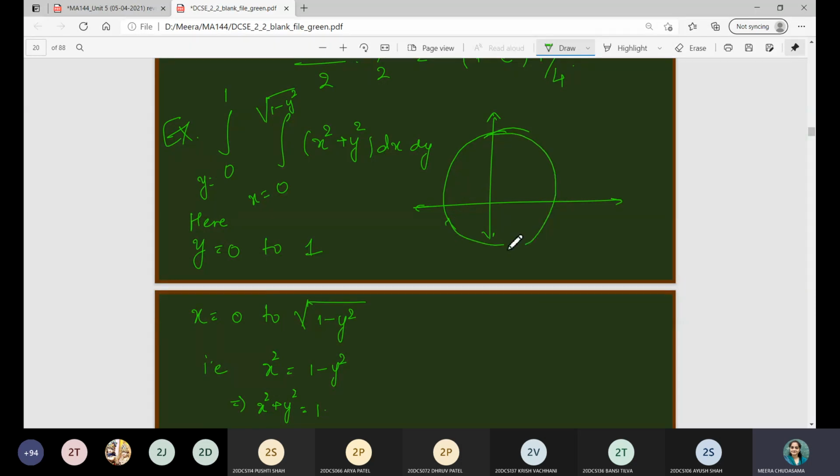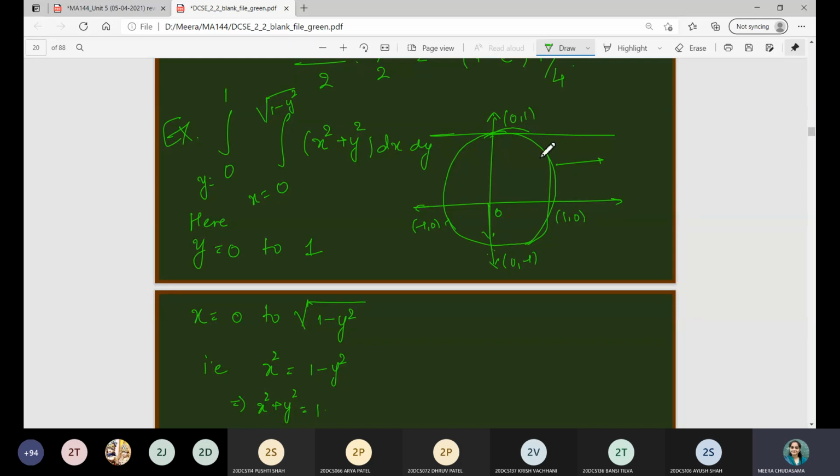Let me consider this entire unit circle centered at origin. Another thing we are given, x is varying from 0, which means x is positive. So x positive will represent this half circle on the right hand side of the y-axis. This is the half circle you are having. But now y is varying from 0 to 1. This point will be (0, 1), this point will be (1, 0), this one is (-1, 0) and this one will be (0, -1). So y is varying from 0 to 1.